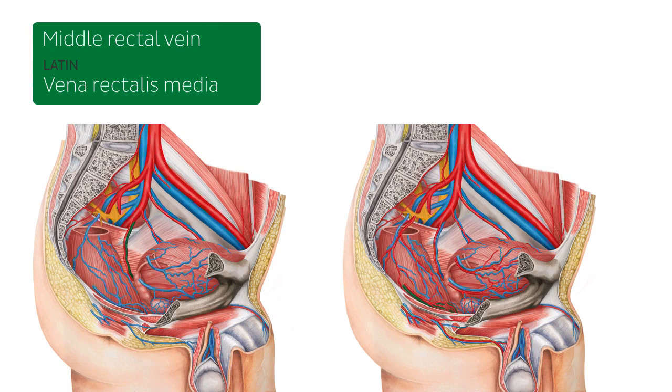Now, the paired middle rectal veins arise from the hemorrhoidal plexus, also known as the rectal venous plexus. Some tributaries of the middle rectal veins also come from the urinary bladder, the prostate gland, and also the seminal vesicles. They also form connections, also known as anastomosis, with the superior rectal vein and the inferior rectal veins. Now, the middle rectal veins open into the internal iliac veins.